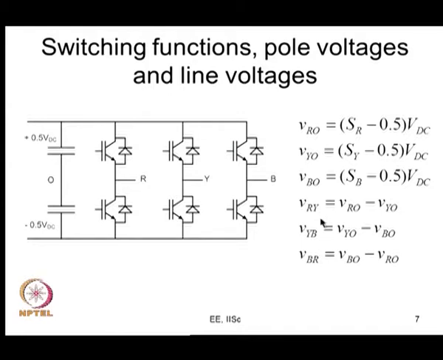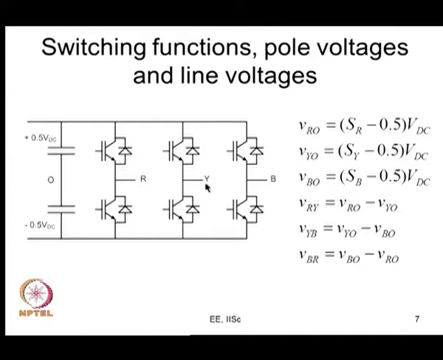So, the line to line voltages, as we know, are the differences of 2 pole voltages. If you are looking at VRY, this is VRO minus VYO. Similarly, VYB is VYO minus VBO, same way for VBR. So, you get the 3 phase line to line voltages now.